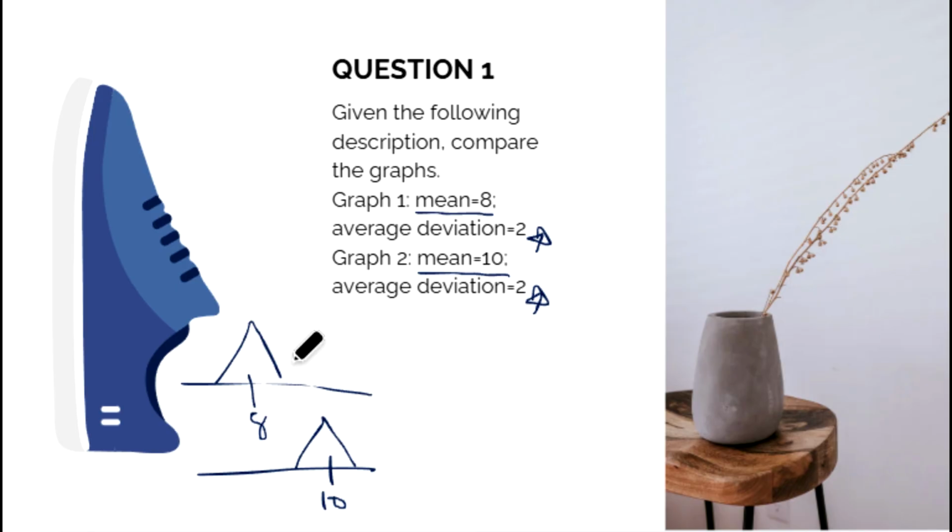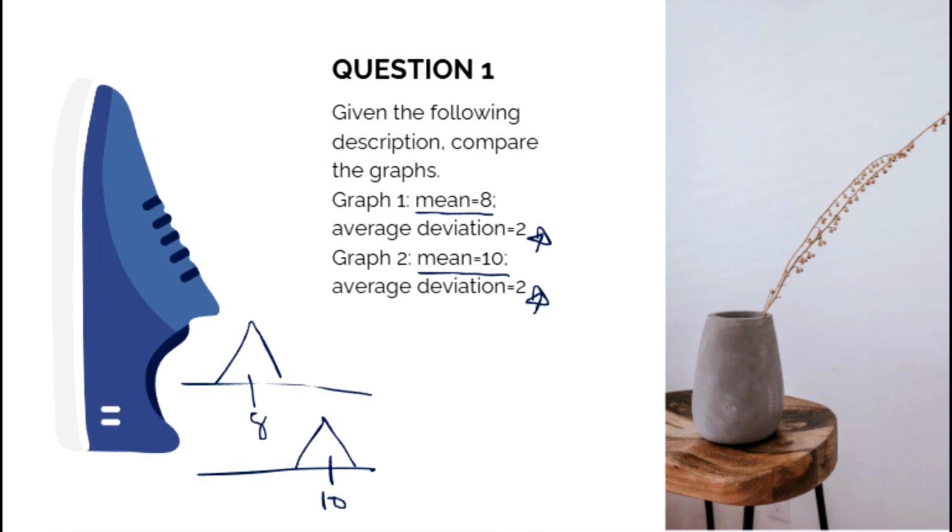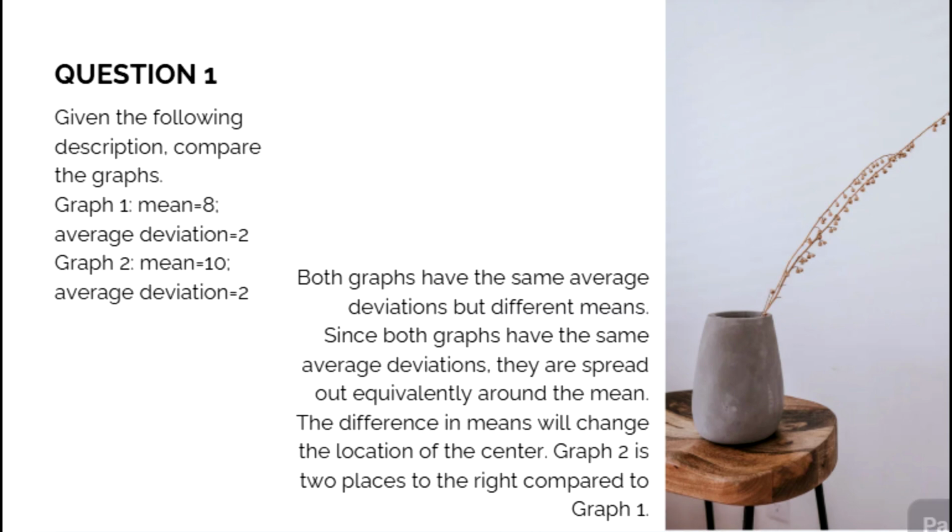That's it. I don't know how they expect you to answer that, but whatever. Both graphs have the same average deviations but different means. Since both graphs have the same average deviations, they are spread out equivalently around the mean. The difference in means will change the location of the center of the graph. Graph 2 is 2 places to the right compared to graph 1. So, what I just said.